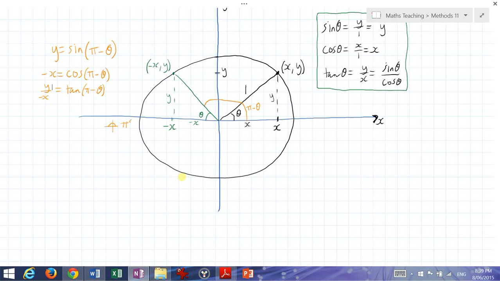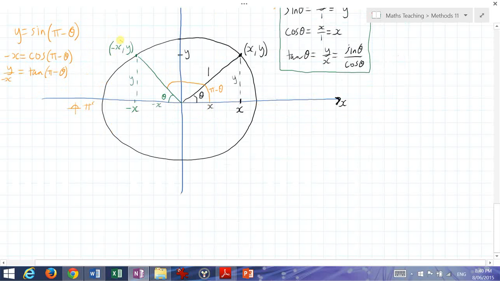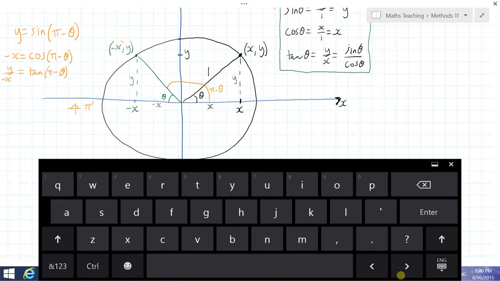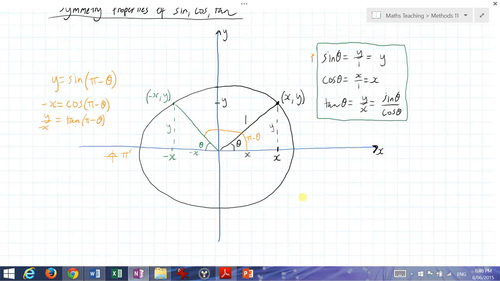We can see here that we're starting to build up some symmetries. If we look at the black, sine of theta equals y, and also sine of pi minus theta equals y. Cos of theta equals x, and cos of pi minus theta equals negative x. Tan of theta equals y on x. Tan of pi minus theta equals the negative of y on x. We can start to draw up some symmetries.